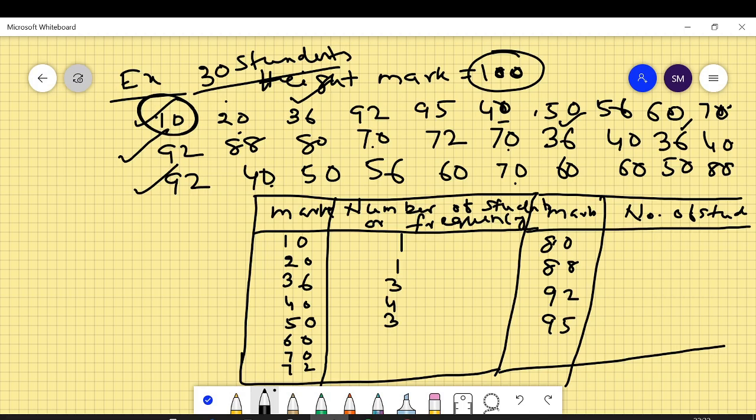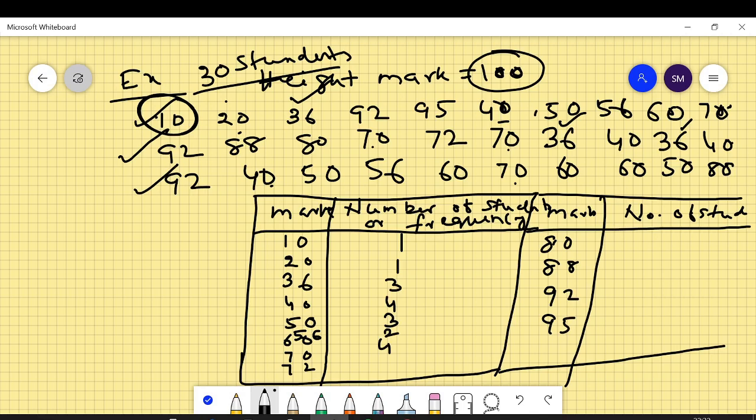Then next 56 marks also here. How many students score 56 marks? 2 students score 56 marks. Then how many students score 60 marks? 4 students score 60 marks.